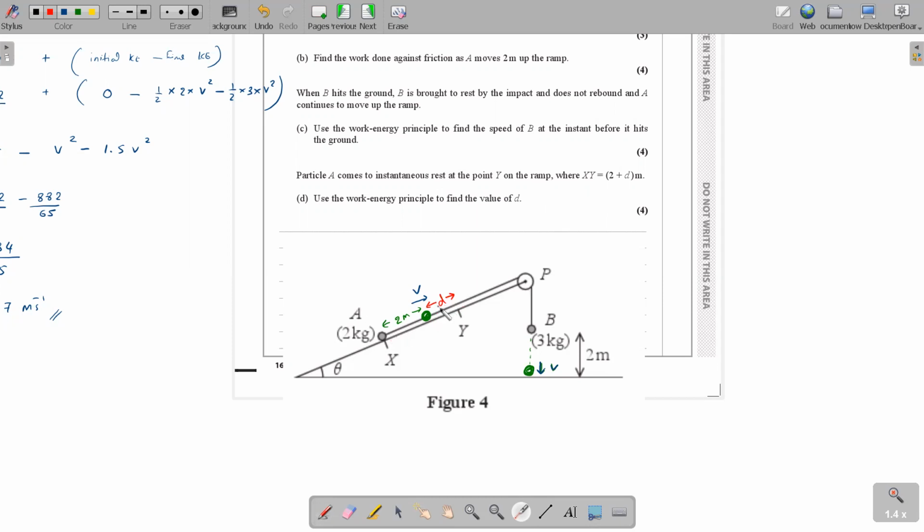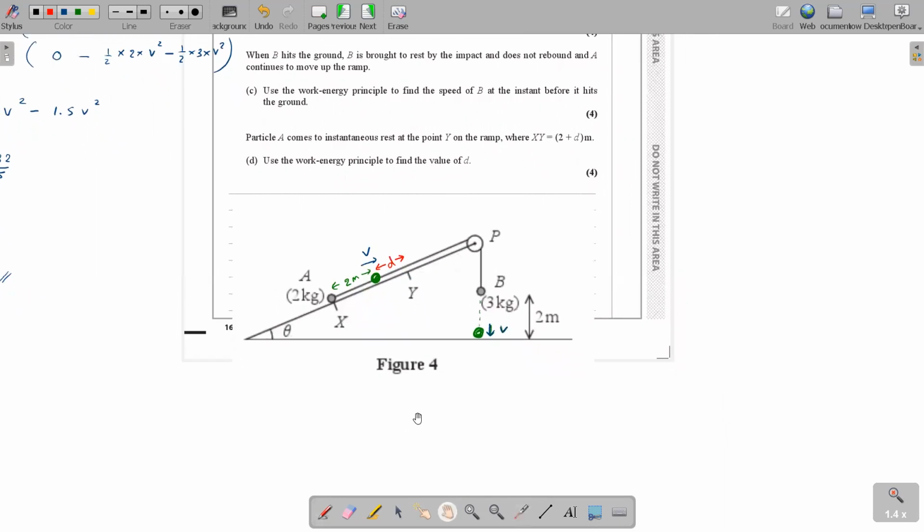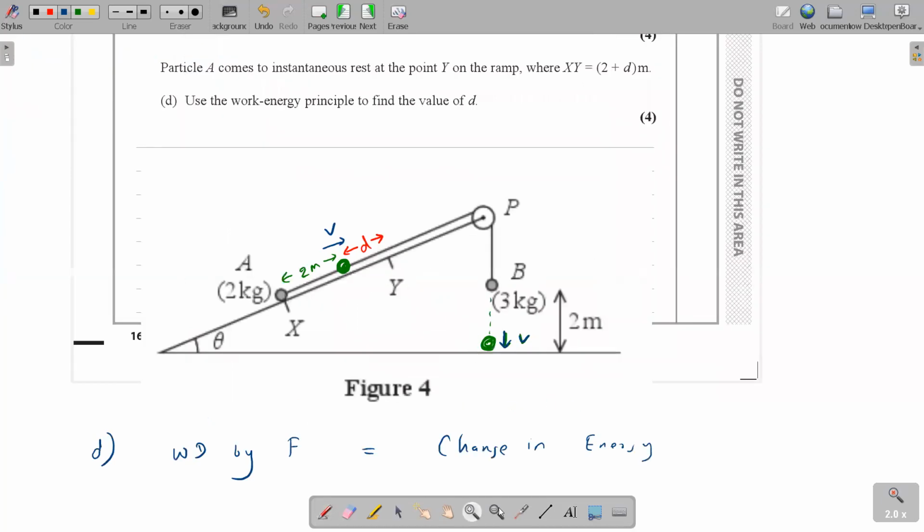Okay. So use the work energy principle to find the value of d. You only need to consider this small part here, children. So how do we use the work energy principle? Again, in part D, work done by friction equals the change in energy. So consider that small portion.